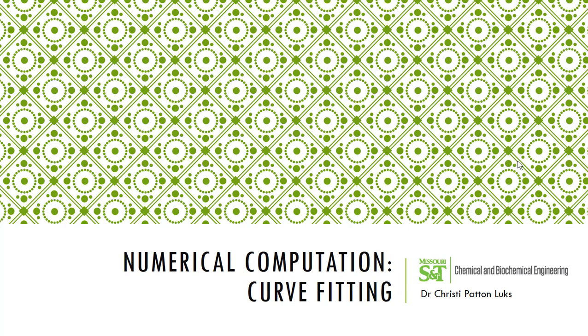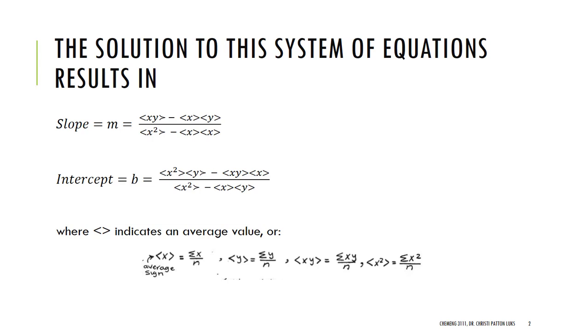In this lesson, we will be looking at an example where we apply our linear regression formulas to an example set of data. In the previous lesson, we had derived equations for the slope and intercept for a set of data in terms of average values of the x data, the y data, or these products, xy or x squared.